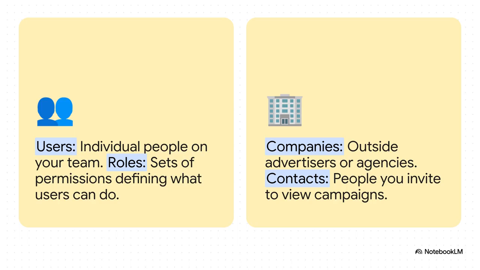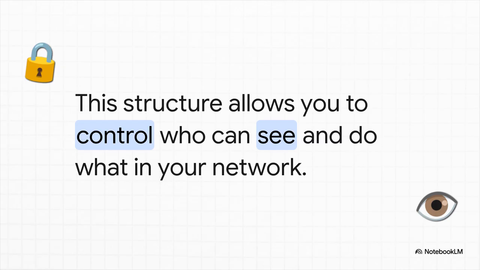From there, you can add specific contacts and give them view-only access so they can check on how their own campaigns are doing. And what this all boils down to is control. You get to decide, with incredible precision, who can see what and who can do what in your network. It's all about keeping things secure, organized, and running smoothly.